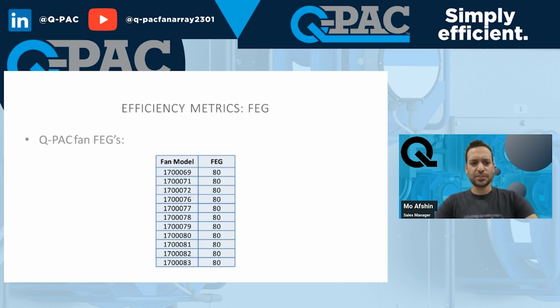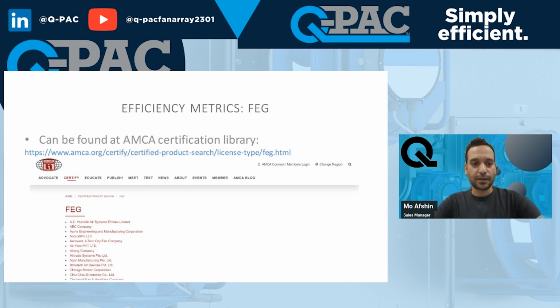You can find that for all of the fans that we use, and it's extremely simple for our fans. It's 80 for all of the fans that we use. The minimum FEG requirement by ASHRAE 90.1 is 65, so you have to have a fan that is above 65. As you see, all of our fans have an FEG of 80. Again, you can go through the website. I have the link, and I'm sure Eddie is going to send this presentation to you, so you can follow that link to get the FEG values of the fans.